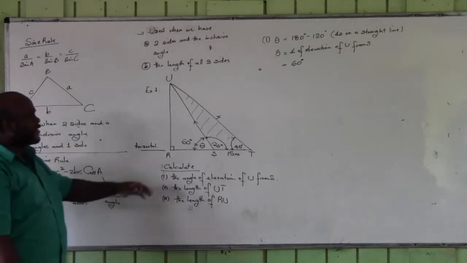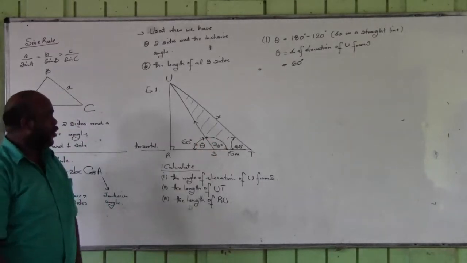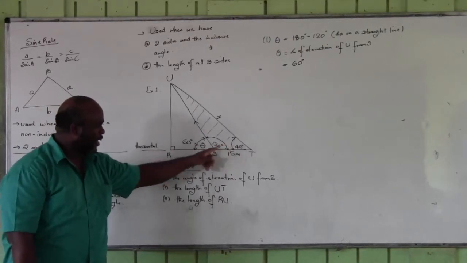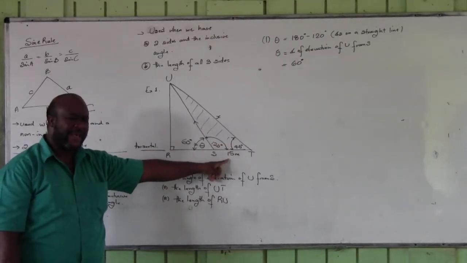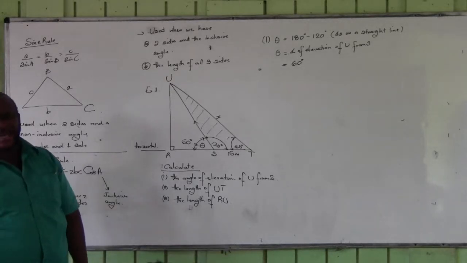Now, in order for me to determine which one I'm going to use, I need to look at what I have. What do I know about this triangle? Two angles and one side. If I have two angles and one side, this is a condition for using the sine rule. So, let's use it.